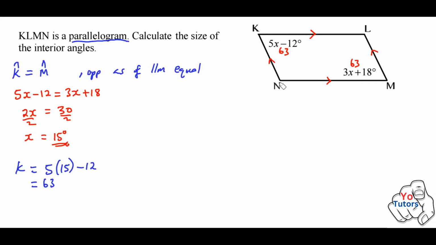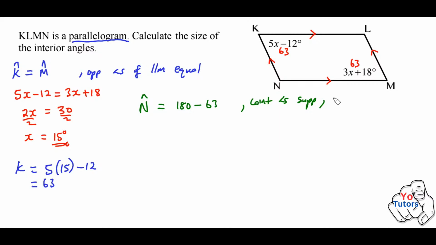We need to get our n. What is our n going to be? Our n is going to be equal to 180 minus 63. Why? Co-interior angles are supplementary. So the co-interior angles, they are supplementary. When you're saying they are supplementary, they add up to 180.